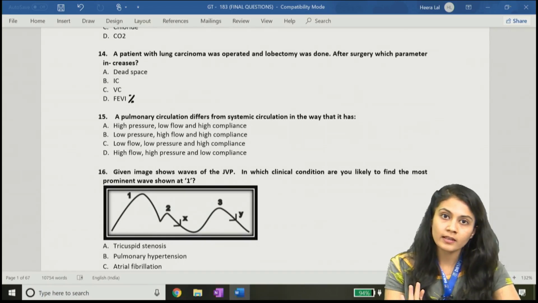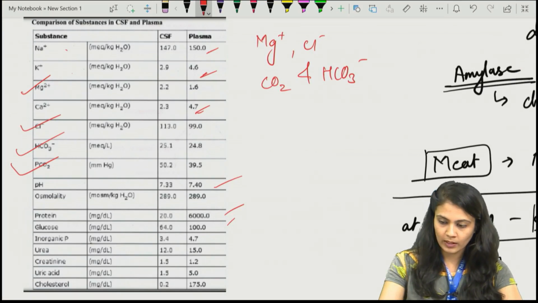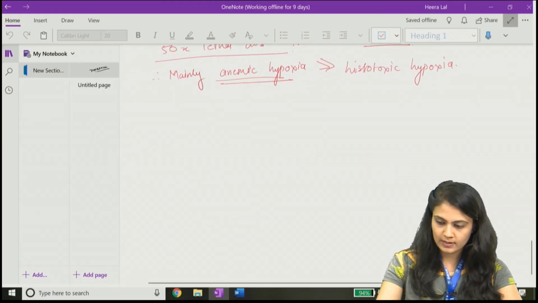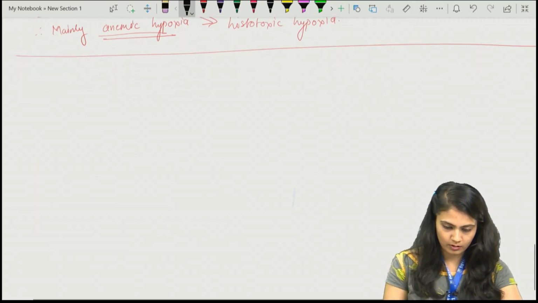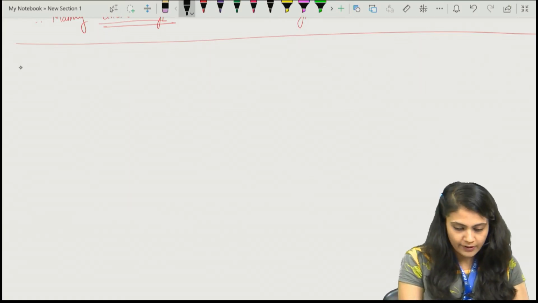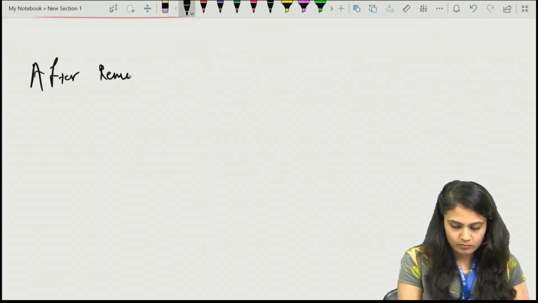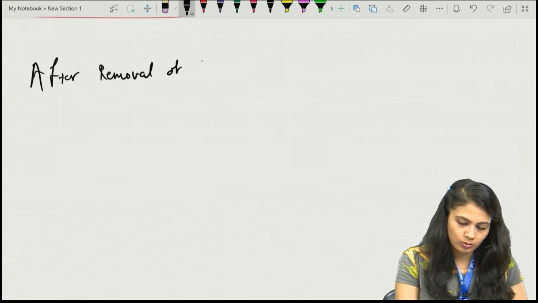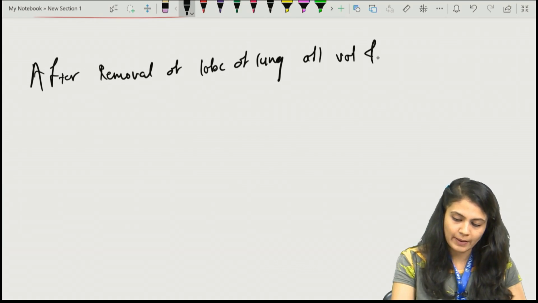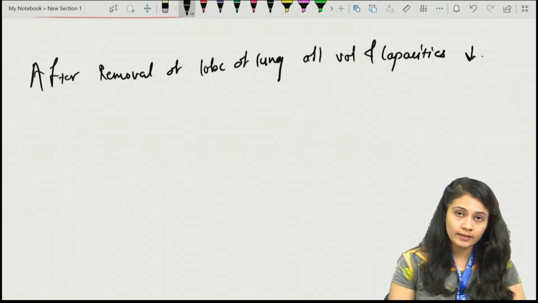All things will decrease in the patient who has already had the lobectomy, but only one thing, that is FEV1 percentage. So let's see the funda about it. What is the actual funda about these respiratory volumes and capacities? What happens if the lobectomy is already done in that patient? So after removal of the lobe of the lung, all volumes and capacities, which are nothing but the summation of two or more volumes, are decreased or reduced.